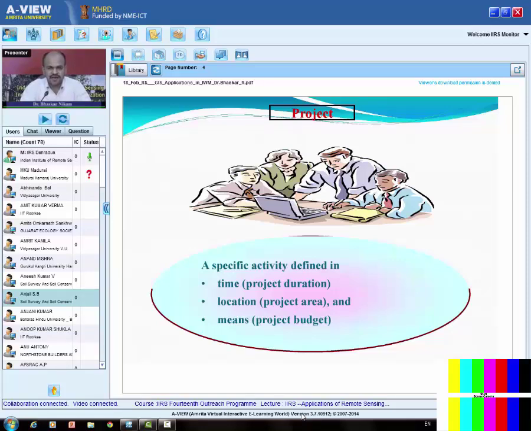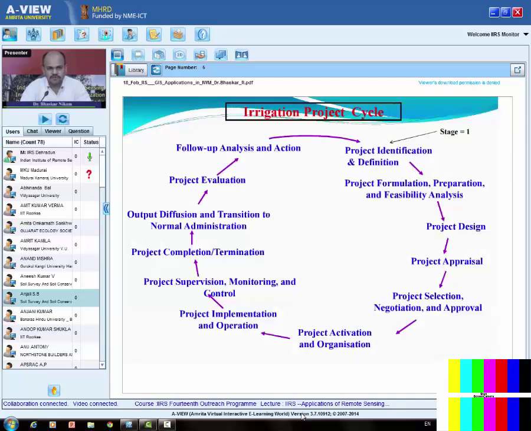First of all, we start with the irrigation project. So what would be a project? It is a specific activity defined in time, location and the means. If you see the project cycle, this is the project cycle of any project. Now I am discussing an irrigation project. The cycle starts from project identification and definition.